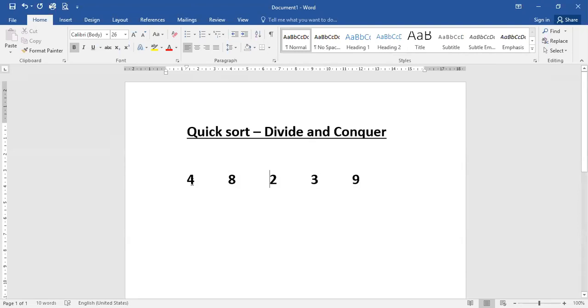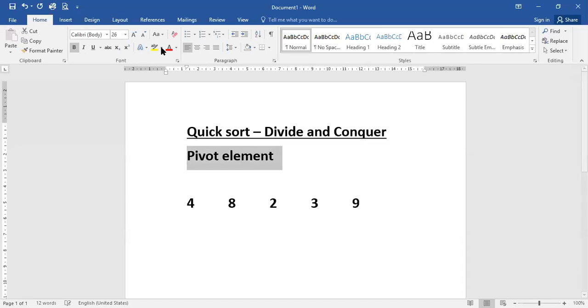So for solving this quick sort, you are going to select a key element from the given elements. How to select the key element? The name of the key element here in data structure quick sort is called the pivot element. Pivot element.